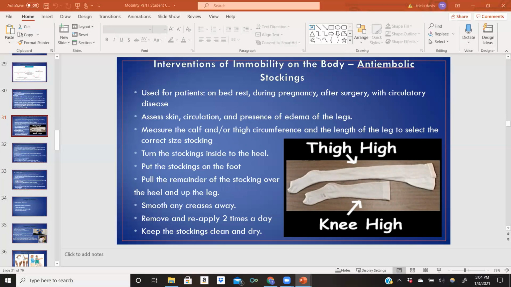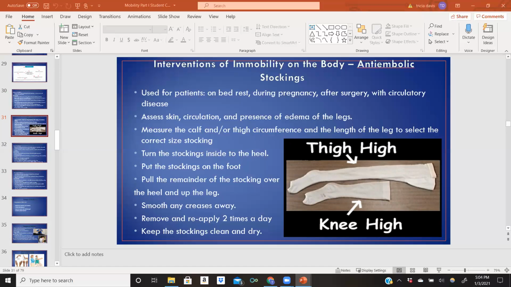We all know where the thigh is. And then they have knee high, and you can see the difference. The knee highs just come to the knee. You're going to turn the stockings inside to the heel. So you'll see these when you go to clinical, but if you look at where the toe area is, it's actually open right there. It's not closed like the heel is. There's an opening there. So you're going to turn the stockings inside to the heel.